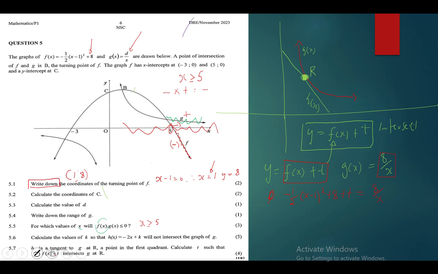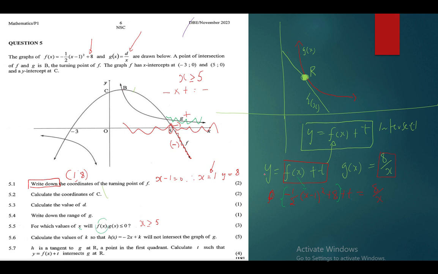Guys, hopefully you are paying attention here. This f of x plus t, remember this part here up until 8, this is your f of x. If you look at the question paper, they told you f of x is minus half (x minus 1) squared plus 8. So this portion here represents f of x. So they're saying y is f of x plus t. That's why I said f of x plus t.